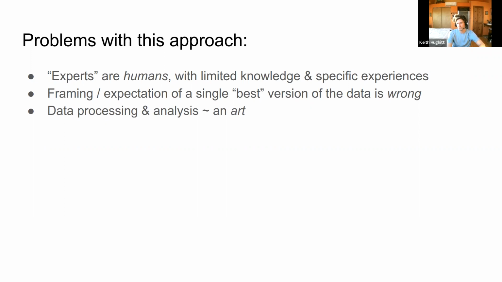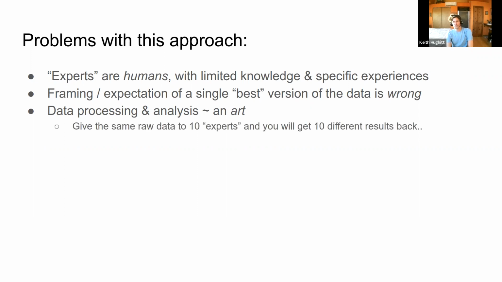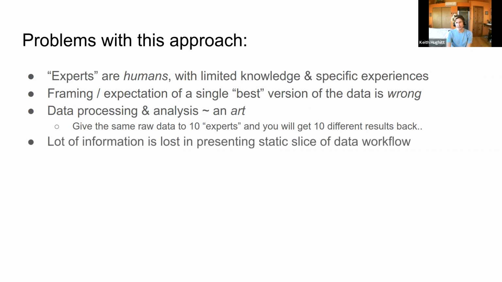So like I said, there's just a lot of decisions that typically get made along the way that there's no obvious right or wrong choice. If you were to give the same raw data to 10 experts, I think very often you would end up getting 10 different results back. And then, again, a lot of information is lost when you just present this kind of static slice of the clean data at the end. Context, assumptions, reasoning, and so on.